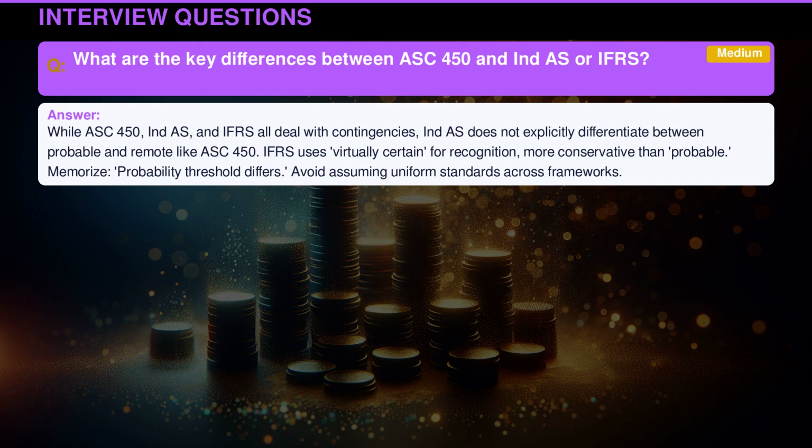While ASC 450, Indian Accounting Standard, and International Financial Reporting Standards all deal with contingencies, Indian accounting standard does not explicitly differentiate between probable and remote like ASC 450. International Financial Reporting Standards uses virtually certain for recognition, more conservative than probable. Memorize: probability threshold differs. Avoid assuming uniform standards across frameworks.